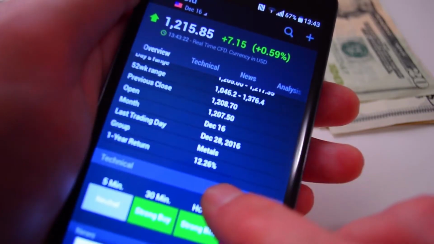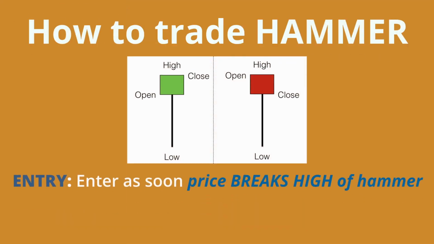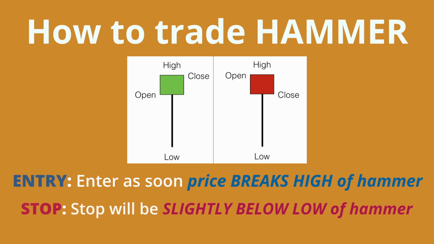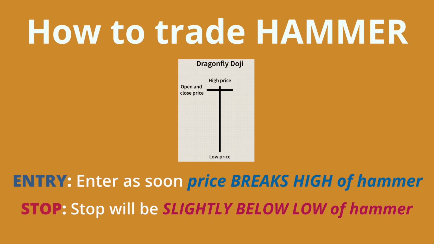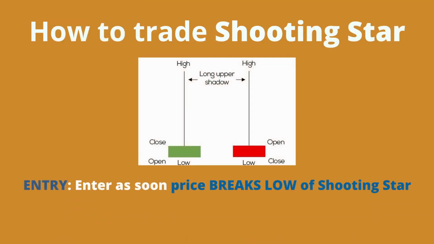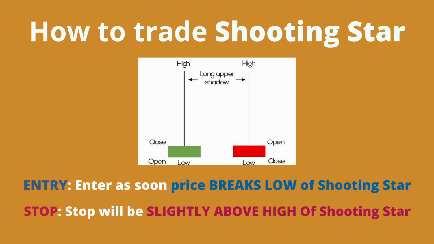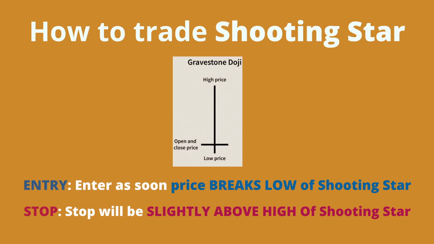Now let's see where to take entry and where to place stop loss. How to trade a hammer. Entry. You will enter as soon as the price breaks the high of the hammer. Stop loss. You will place your stop slightly below the low of the hammer. Dragonfly Doji is traded exactly the same way. How to trade shooting star. Entry. You will enter as soon as the price breaks the low of the shooting star. Stop loss. You will place your stop slightly above the high of the shooting star. Shooting Star Doji is traded exactly the same way.